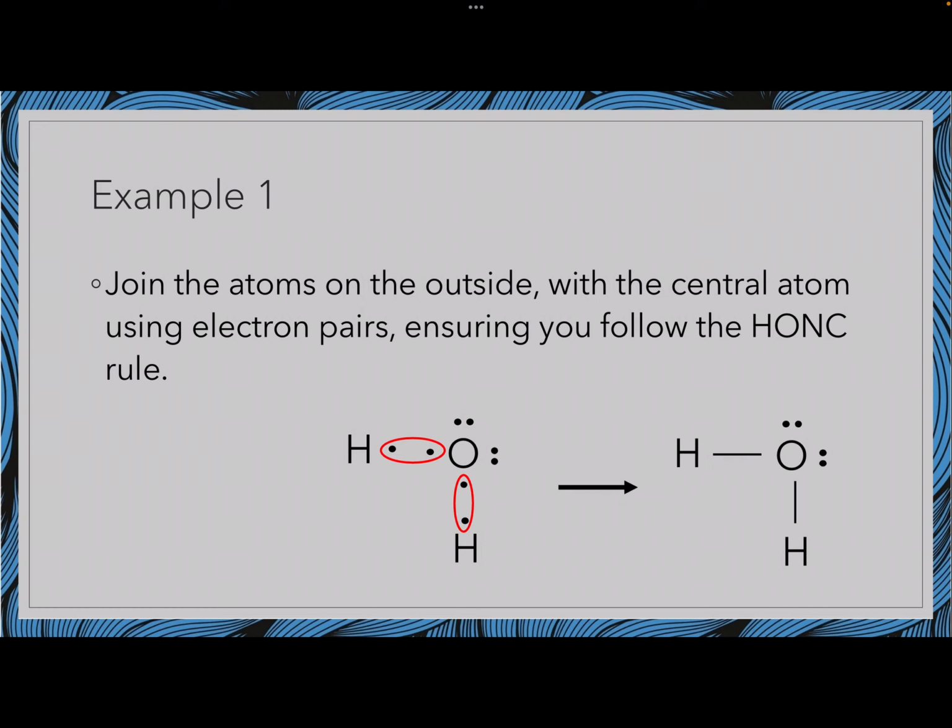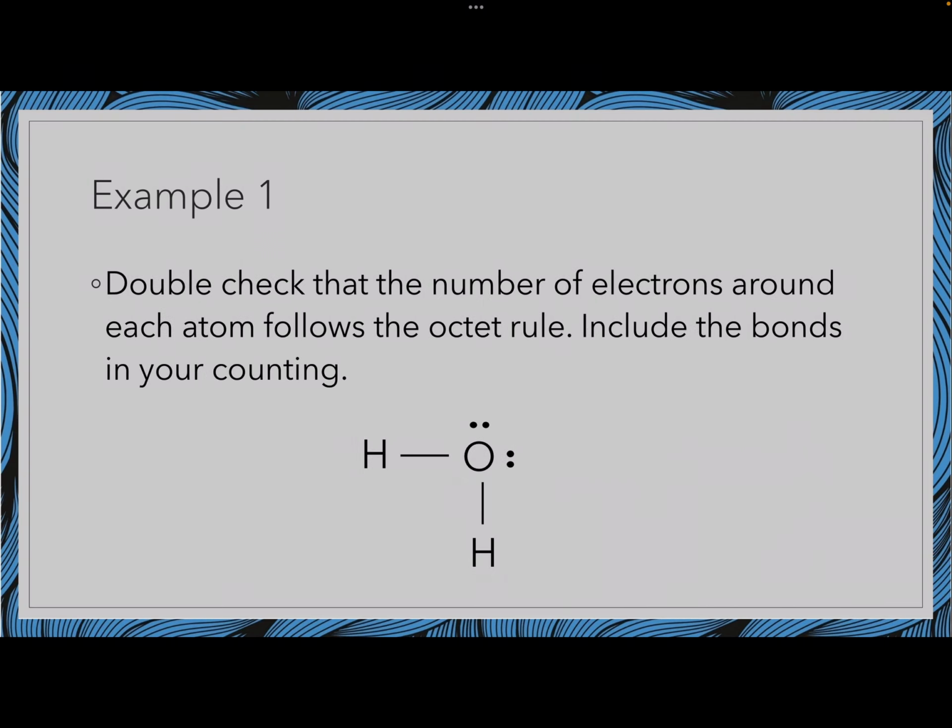Now, the last of the rules is to make sure we've got the right number of valence electrons. So let's have a look. Double check the number of electrons around each atom follows the octet rule, including the bonds in the counting. So here, because we have 2 electrons in each bond, and the electrons from the bond count towards the atom that it's bonded with, oxygen has 8 electrons. Okay, so tick. That fulfills the octet rule. So it's all good to go.